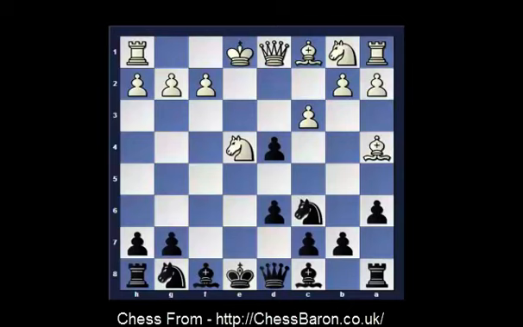And now what? I recommend you pause this video and think very carefully. What do you think Black has to do in this position? He's got some good moves. He's got a nice position. What's the best thing to do next? It's a good question. It's a fair example. What would you think? What would you do?